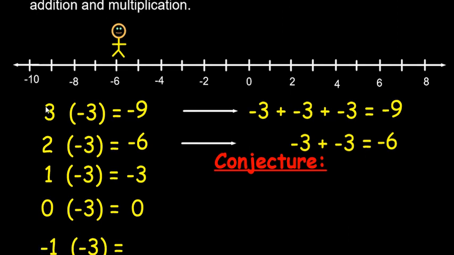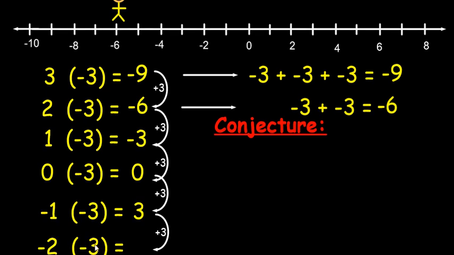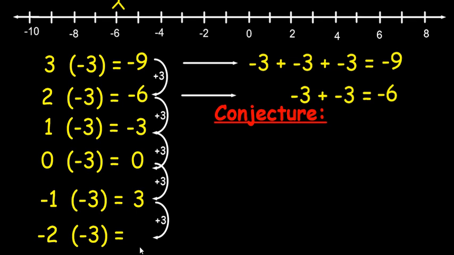But when we keep this pattern up and we get into a negative 1 times negative 3, now we have to look for the pattern that's taking place over here. Negative 9, negative 6, negative 3, 0. That's right, we're adding 3 each time. So my next value is actually going to be 3. And negative 2 times negative 3, what'd you come up with? That's right, 6. So now we should be able to make a conjecture or some sort of rule or explanation as to what takes place.